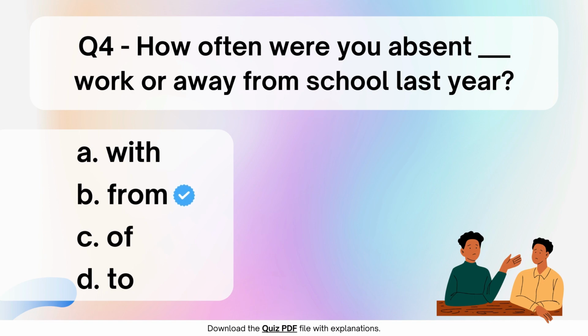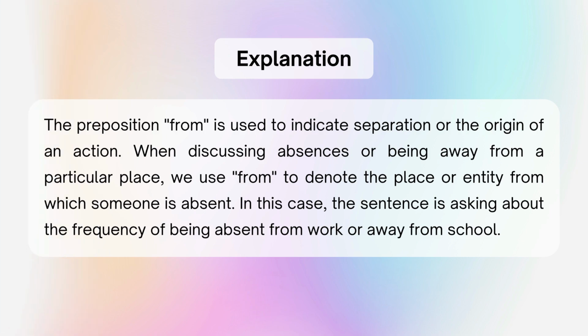How often were you absent from work or away from school last year? The preposition "from" is used to indicate separation or the origin of an action. When discussing absences or being away from a particular place, we use "from" to denote the place or entity from which someone is absent. In this case, the sentence is asking about the frequency of being absent from work or away from school.